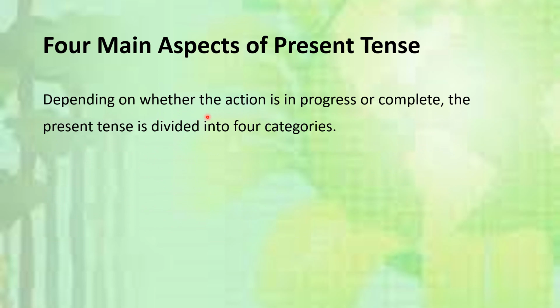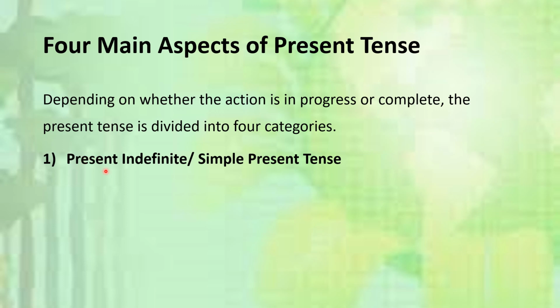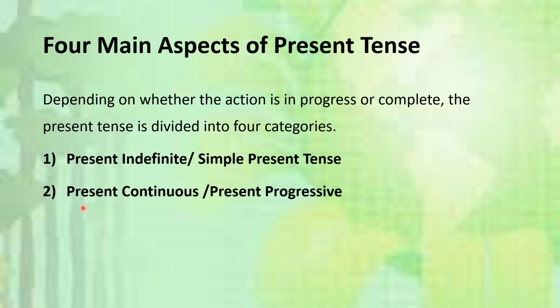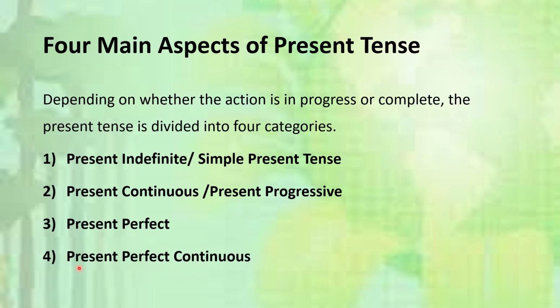Depending on whether the action is in progress or complete, the present tense is divided into four categories. They are present indefinite or simple present tense, present continuous or present progressive, present perfect, and present perfect continuous tense. Let's move on and talk about all these four main aspects of present tense in detail along with the help of examples.